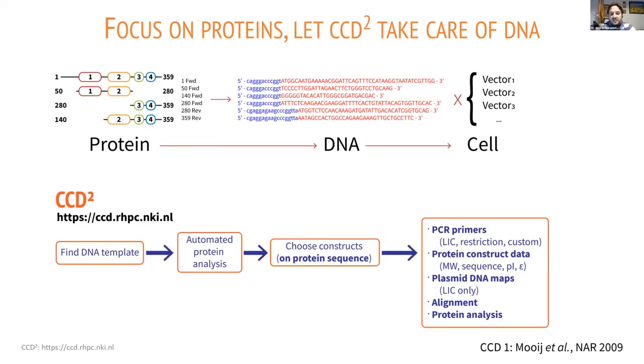And what CCD does is it allows you to find the DNA template for your PCR, if your protein is in UniProt. It gives you an automated protein analysis, and it also allows you to choose your constructs on the protein sequence. You don't need to think about DNA anymore, because at that point, CCD will design the primers and give you useful information about your constructs without you ever needing to think about it.